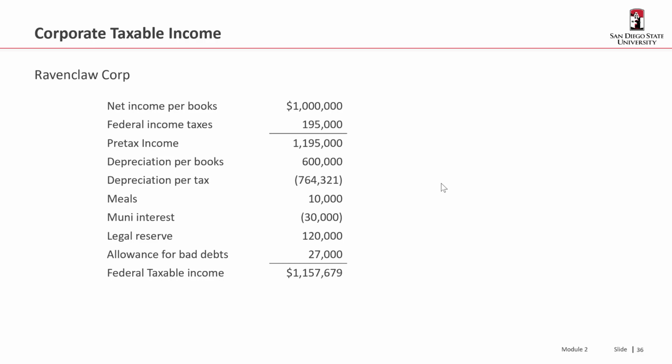So if we look at, for example, Ravenclaw Corp., if it has net income per books of 100,000, first thing we would add back is federal income taxes because we do not get a deduction for our own income taxes. That leaves us with pre-tax income, and then we would reconcile that. You can see add back depreciation per books. You would deduct depreciation per tax. You might add back 50% of the meals that are non-deductible. You would deduct municipal interest to the extent that the corporation earned any tax-exempt income. You would add back any legal reserves that are non-deductible under the all events test. Same with the allowance for bad debts. And that's how you would reconcile to get to federal taxable income.